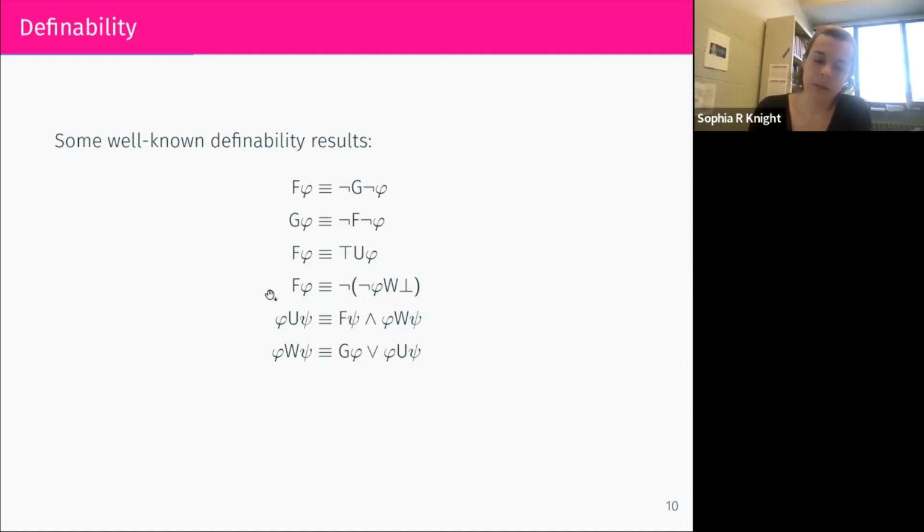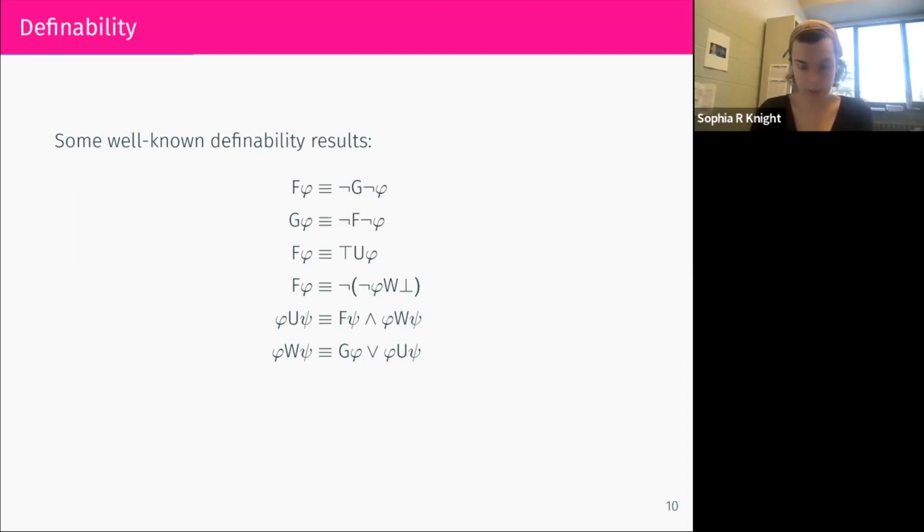And you can define strong until in terms of eventually and weak until, which intuitively makes sense. And same thing, weak until is just either phi is always true or phi is true until psi is true. So you only need one of the strong and weak untils if you have a temporal operator. So these are definability results, standard.